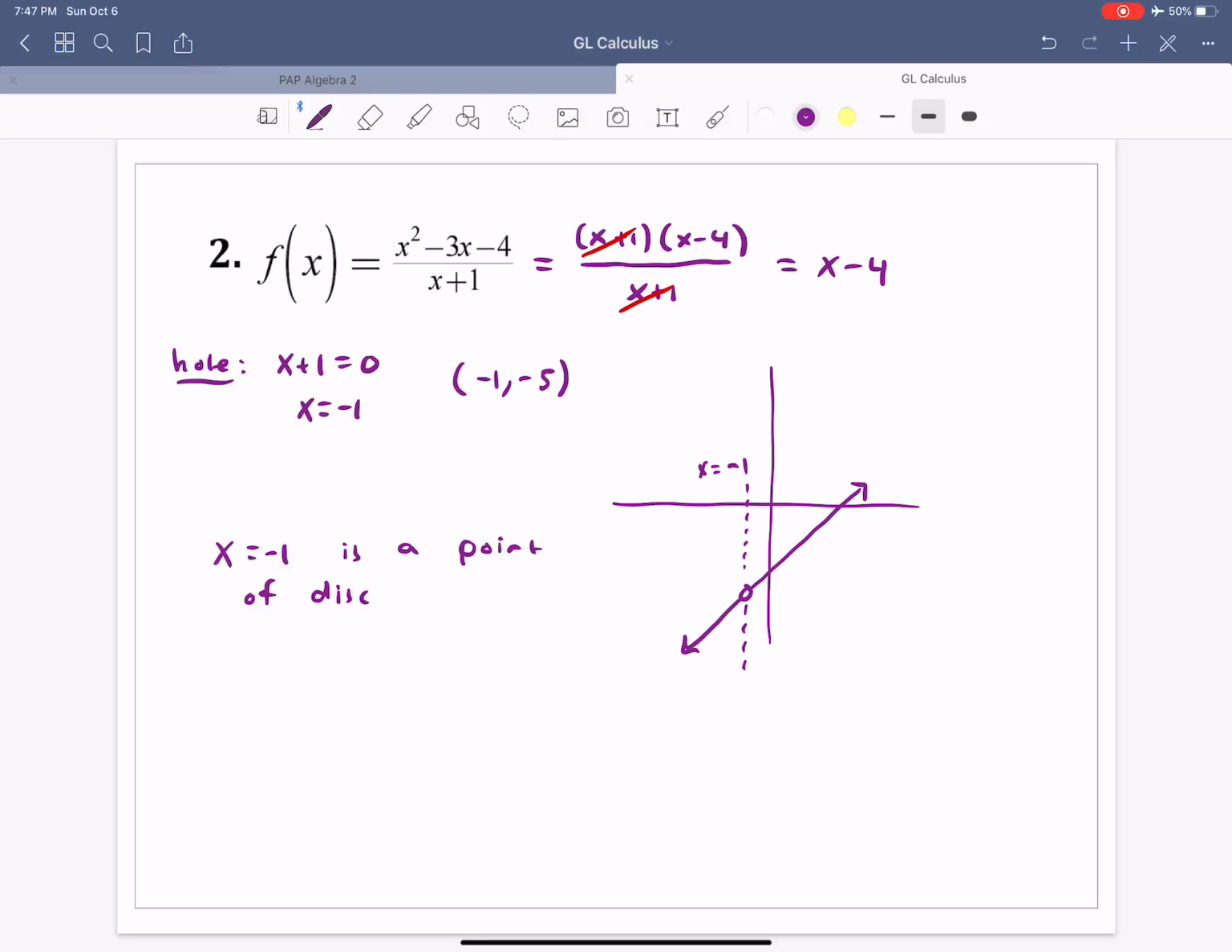And we would say more specifically, sorry, spelling's hard. X equals negative 1 is a point of discontinuity. And we would say that more specifically, it is removable. Again, it's removable because if you just filled that little circle in, it would be continuous at that point. The limit exists, but the function is not defined.